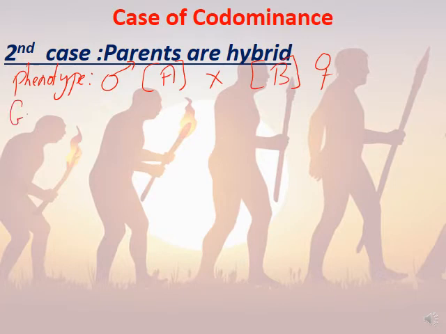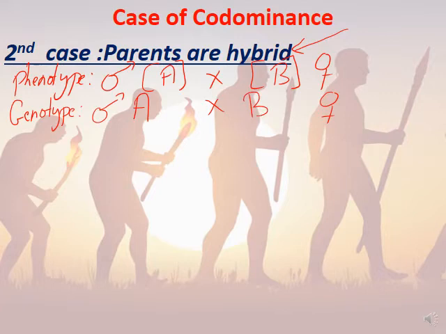Moving to the second step, the genotype. The genotype for the male and for the female, we said that they are hybrid, meaning that they are heterozygous. So first of all, they have A, and here they have B. Both of them are present. They are hybrid. In order to be blood group A and hybrid, you can be AB. Since it's A and B, it will be blood group AB.